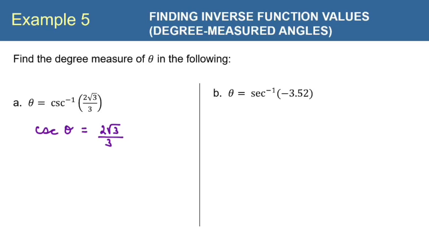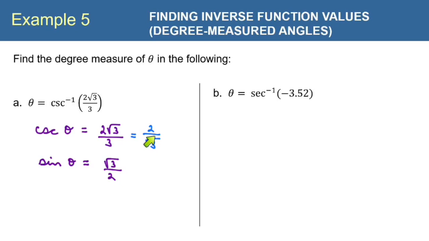Now we're ready to do the reciprocal of both sides. So the reciprocal of cosecant theta is sine of theta. And I need to do the reciprocal of this number, but I notice that this value has been rationalized. So I just want to remember that before this was rationalized, it would have said 2 over square root of 3. And this is the number I want to do the reciprocal of. So the reciprocal of the cosecant of theta is sine of theta. And the reciprocal of 2 over square root of 3 is square root of 3 over 2.